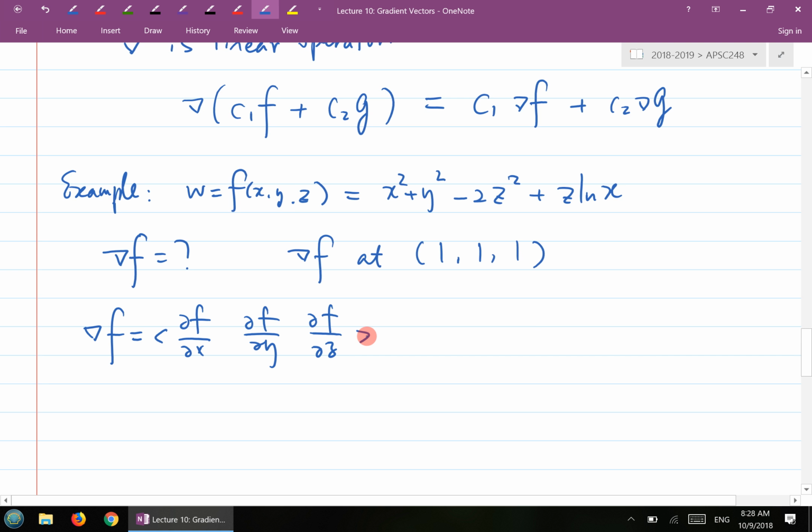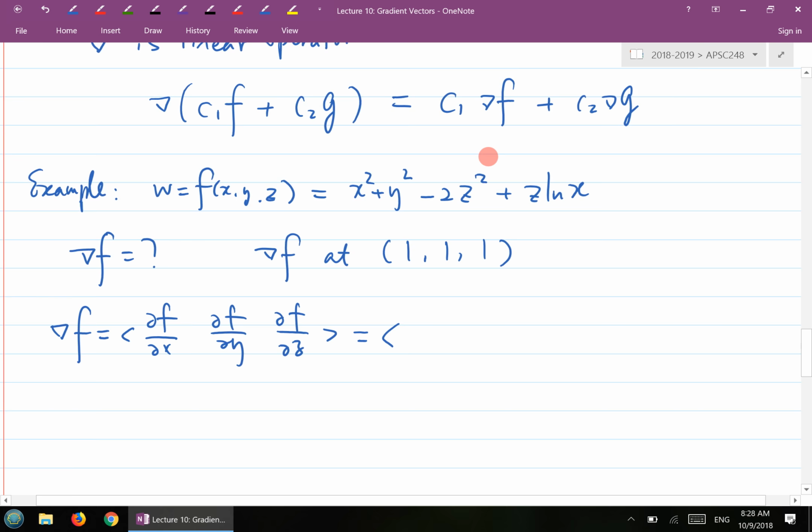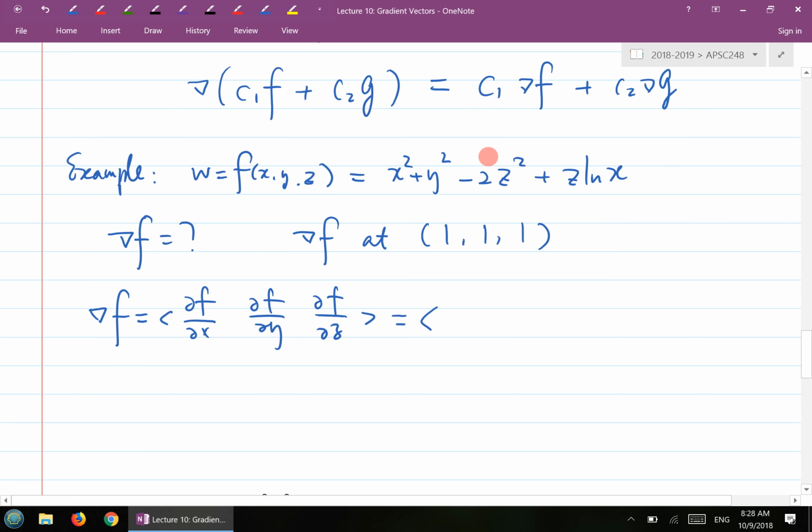So we need to calculate 3 partial derivatives. What are they? The first partial derivative is with respect to x. Then you treat y and z as constants. We get 2x from the first term, and from the last term, you get z over x. Okay, that's the first partial derivative.